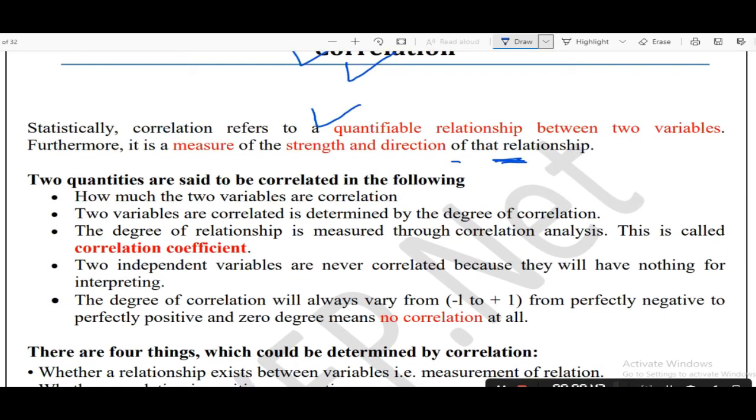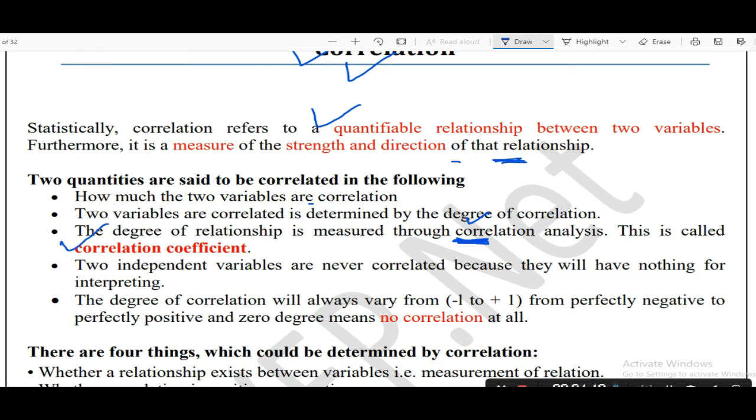So two quantities are said to be correlated, and how much the two variables are correlated is determined by the degree of correlation. So if you want to find out the relation between the two variables, you just check the degree of correlation, and the degree of correlation is basically measured through the correlation analysis. The correlation analysis is also called the correlation coefficient.